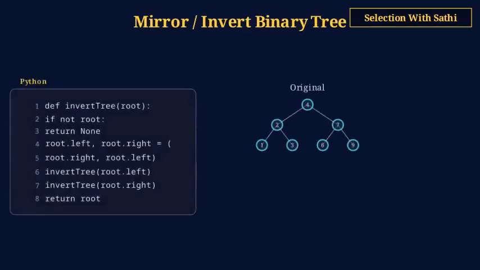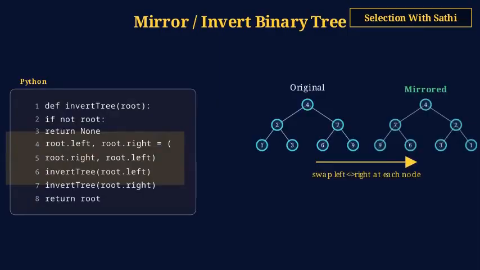Two related problems: creating a mirror of a tree and checking if a tree is symmetric. To mirror a tree, look at line 3. At each node, swap the left and right children. Then recursively mirror the new left and right subtrees.